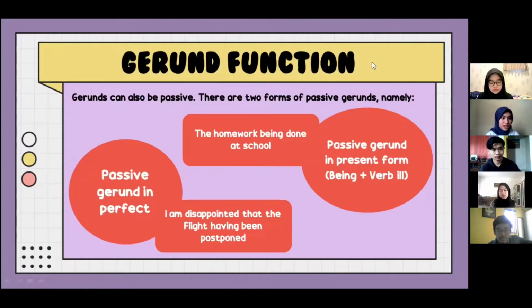And gerund function can also be passive. There are two forms of passive gerunds, namely passive gerund in present form. The formula is being plus verb 3. Example, the homework being done at school. And passive gerund in perfect. Example, I'm disappointed about the flight having been postponed.